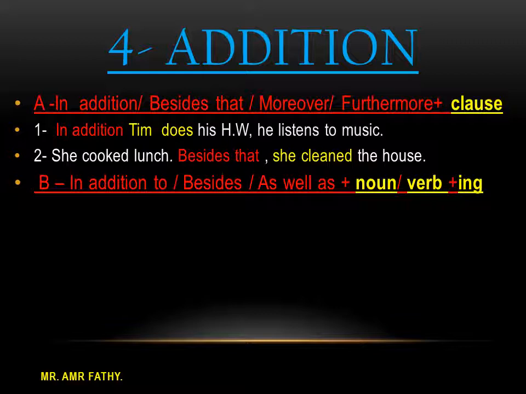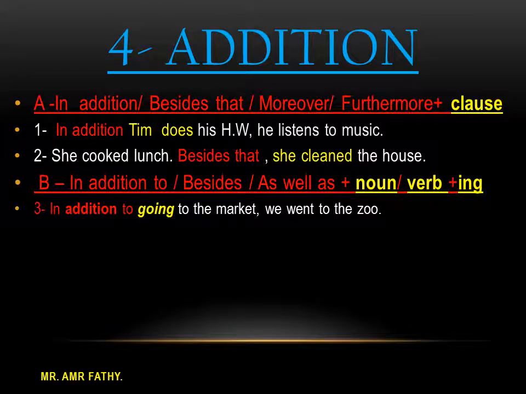There are great differences between in addition and in addition to, besides that and besides only, moreover and as well as. When you use in addition to or besides or as well as, you have seen, you should use a noun or verb ing after what? After them. Here we don't have a clause. I mean, here there is no clause like number 1, but we use noun or verb ing.